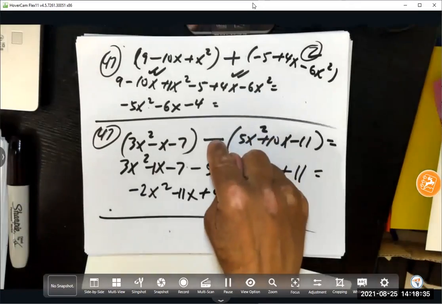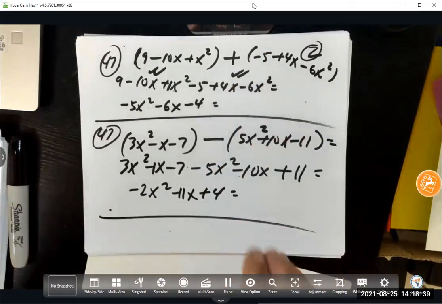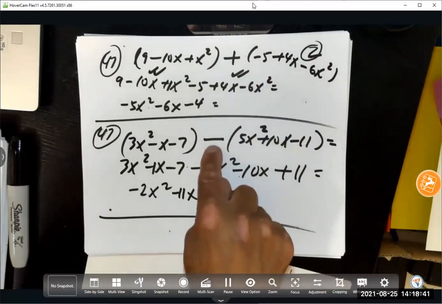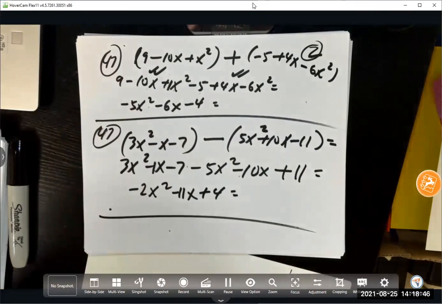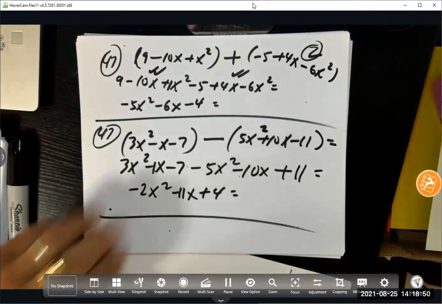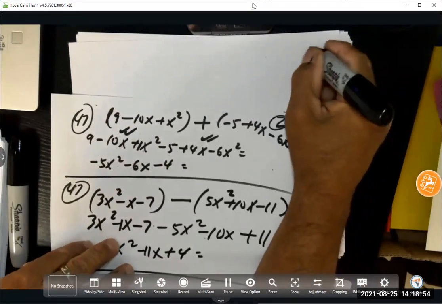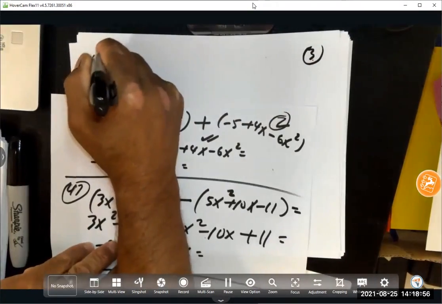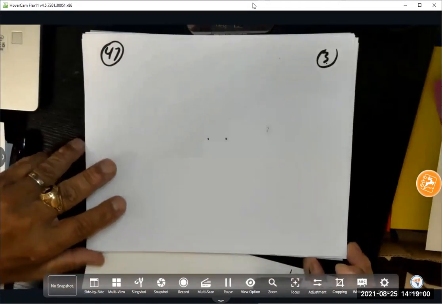So the point was this: if you see a minus here, you better switch all of these. If you see a plus, copy it. Negative, switch all the signs. Is that okay for 47? Yes. Can you do one more, sir? Sure, I can do one more. Let me do it on the next page. Let me do one more like this one. I'm just going to change the numbers, same kind of problem, with different numbers, okay?